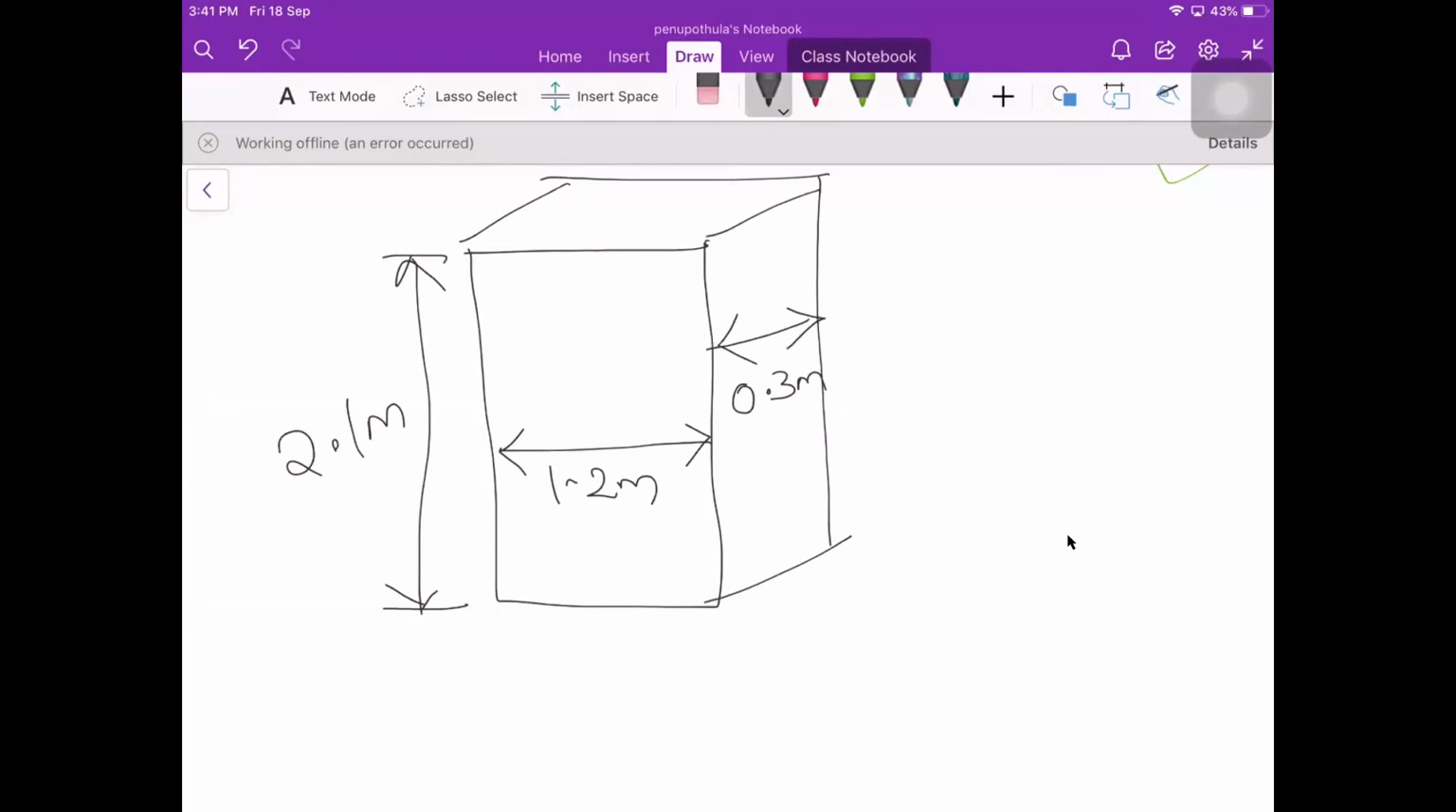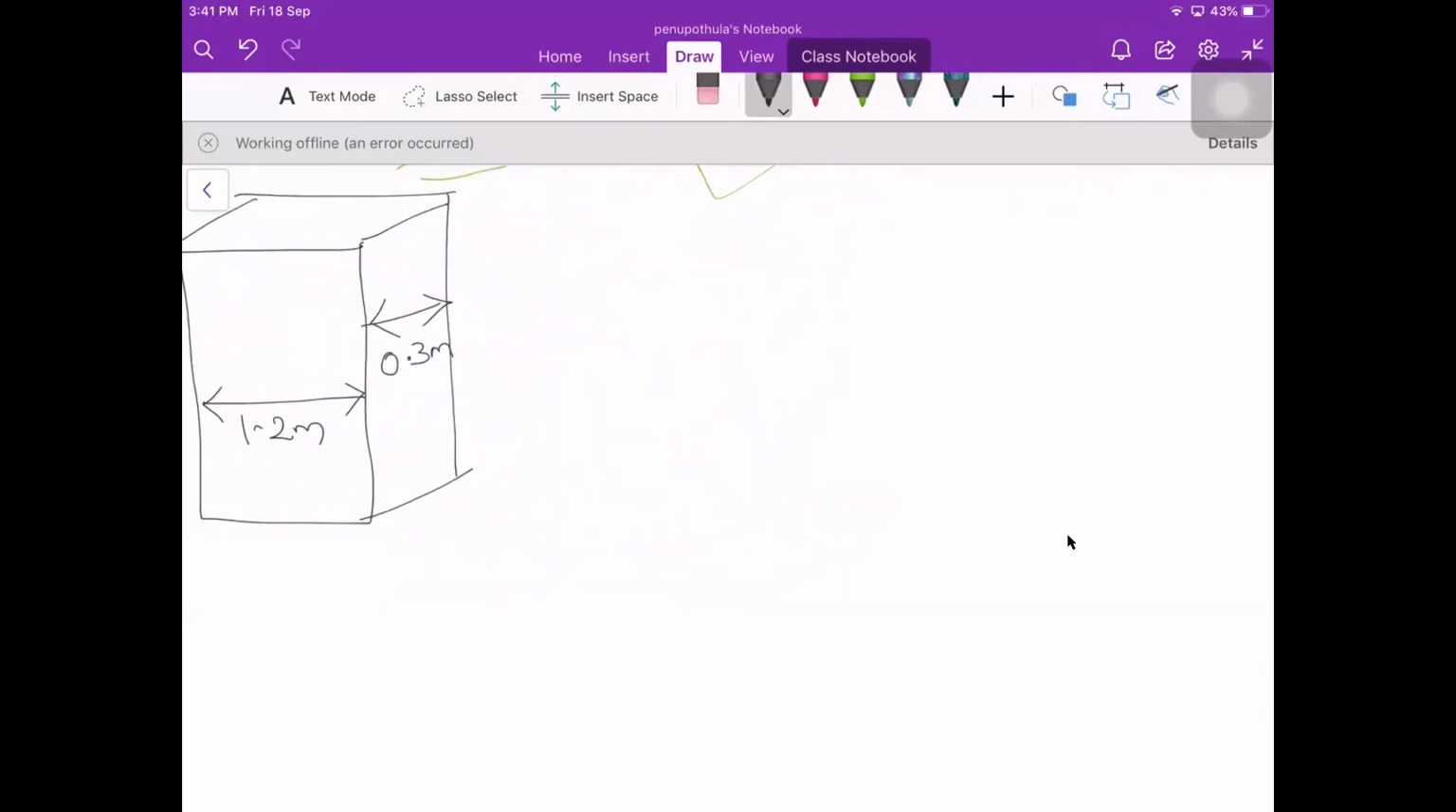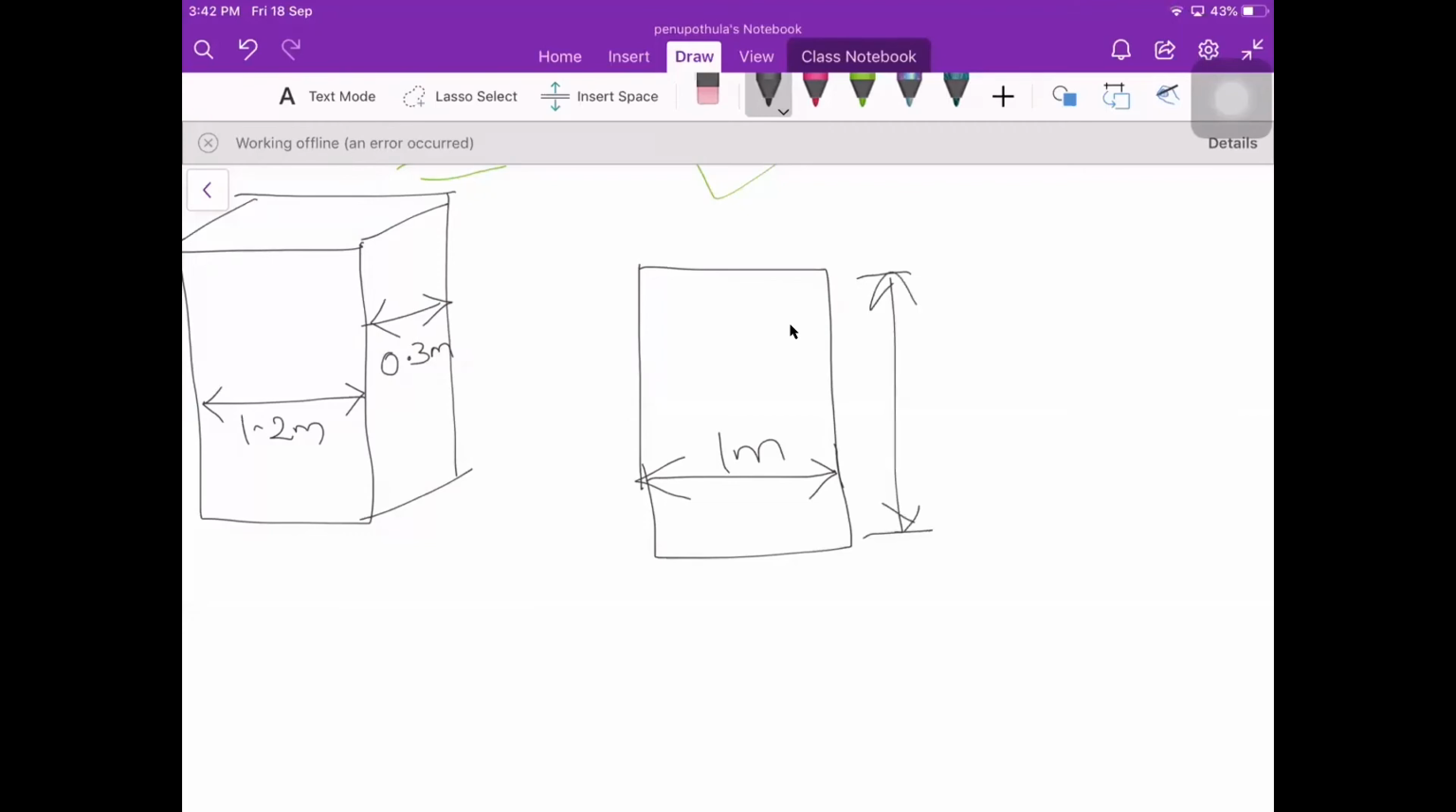Similarly, for the window, what is the dimension for this? 1 by 1.5 meters, right? So one meter by 1.5 meters. Similarly, you consider the thickness of it as 0.3 meters.